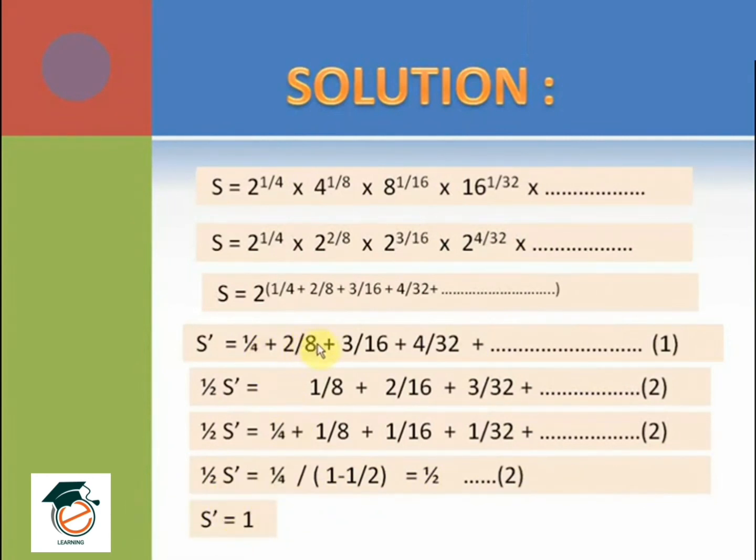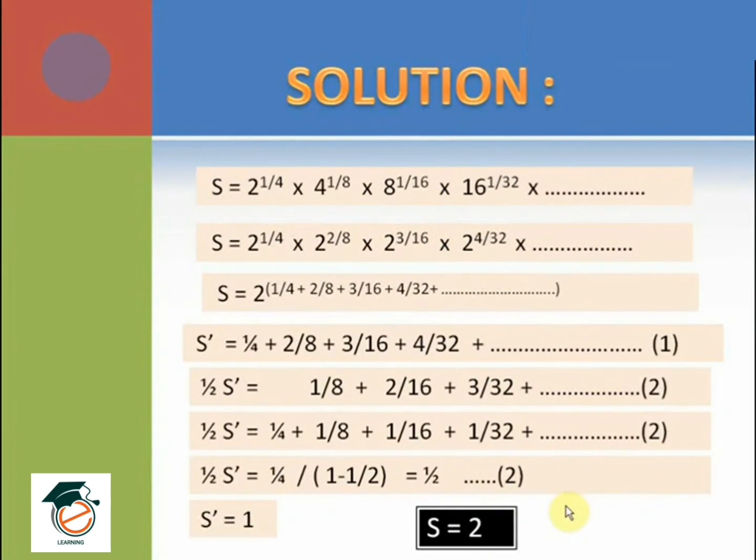Thus the value of 1 by 4 plus 2 by 8 plus 3 by 16 and so on is actually equal to 1. And thus when we substitute this value in this expression, we get the value of S equal to 2. Thus 2 to the power of 1 by 4 into 4 to the power of 1 by 8 into 8 to the power of 1 by 16 into 16 to the power of 1 by 32 and so on is actually equal to 2.